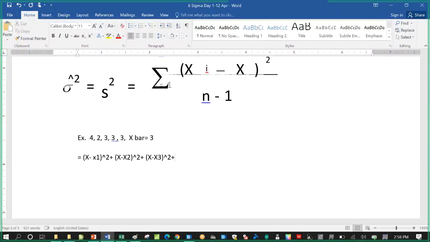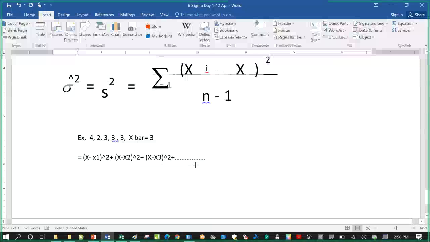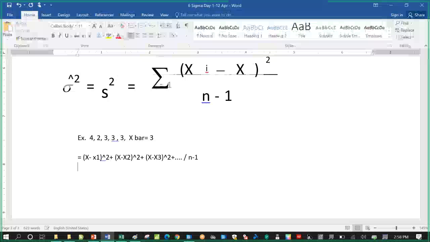Here x bar is 3, and x1 is 4, so it is (3 minus 4) whole square. Then 3 minus 2, 3 minus 3, 3 minus 3, 3 minus 3. Then you divide by n minus 1. Let me put the line like this. We have to continue this for all the data points. Don't worry, you have to be with me.